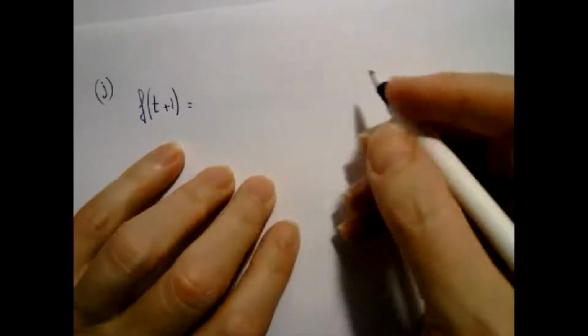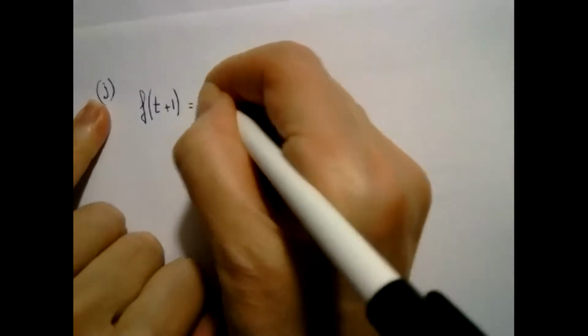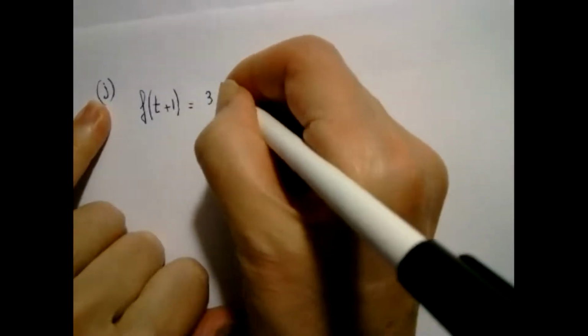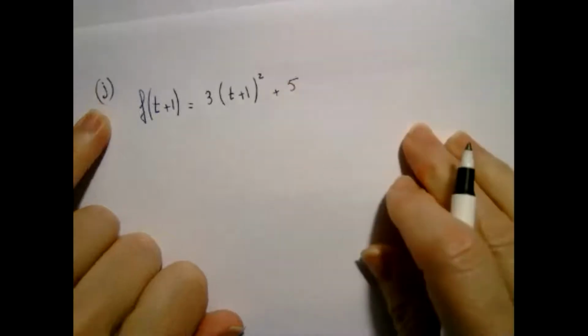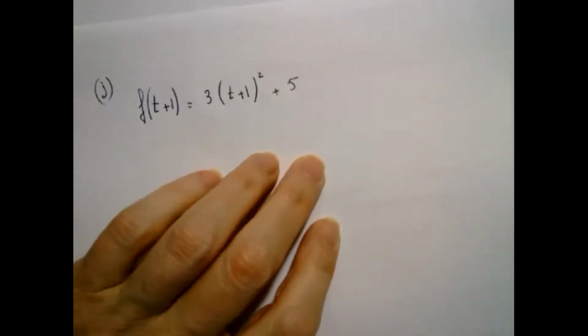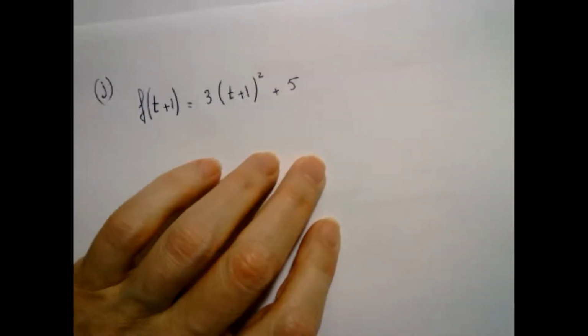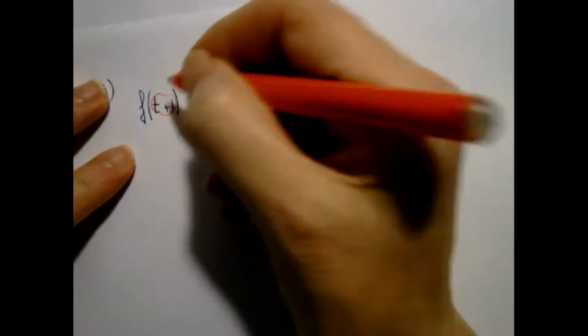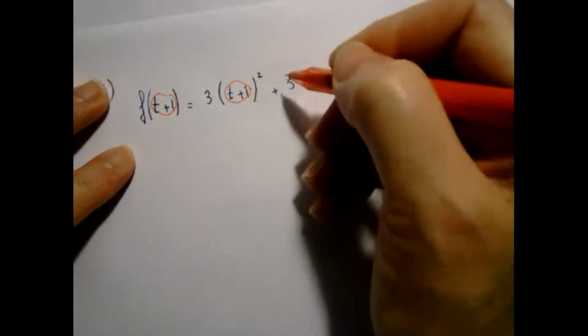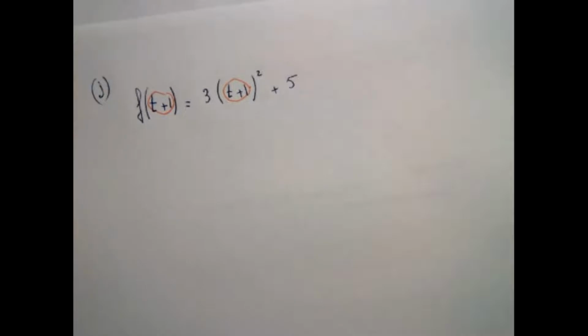Okay. So then you do 3 times t plus 1 squared plus 5. You guys agree with her? Anybody have any question? The function does what it does. It doesn't matter what you give it. It's 3 times what you give it squared plus 5. Now I want to simplify our answer, and I'm going to do that slowly.